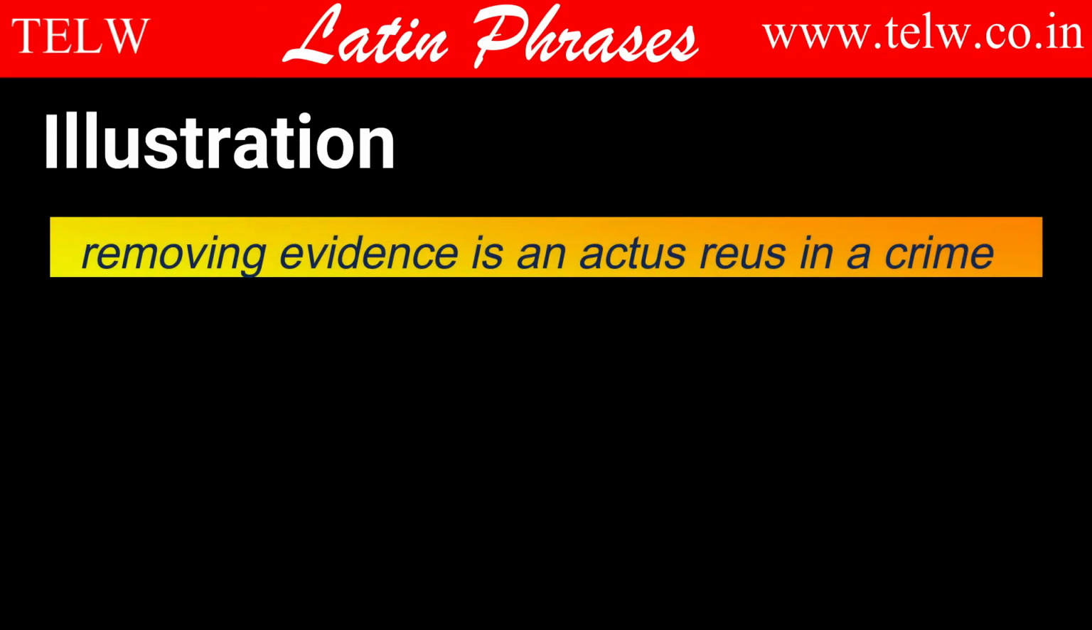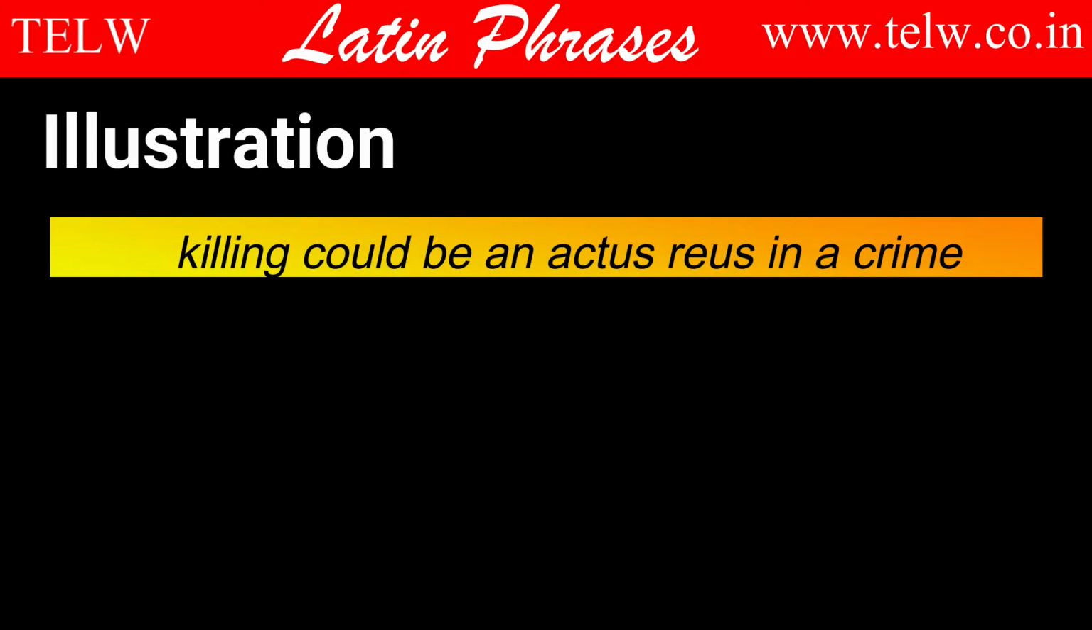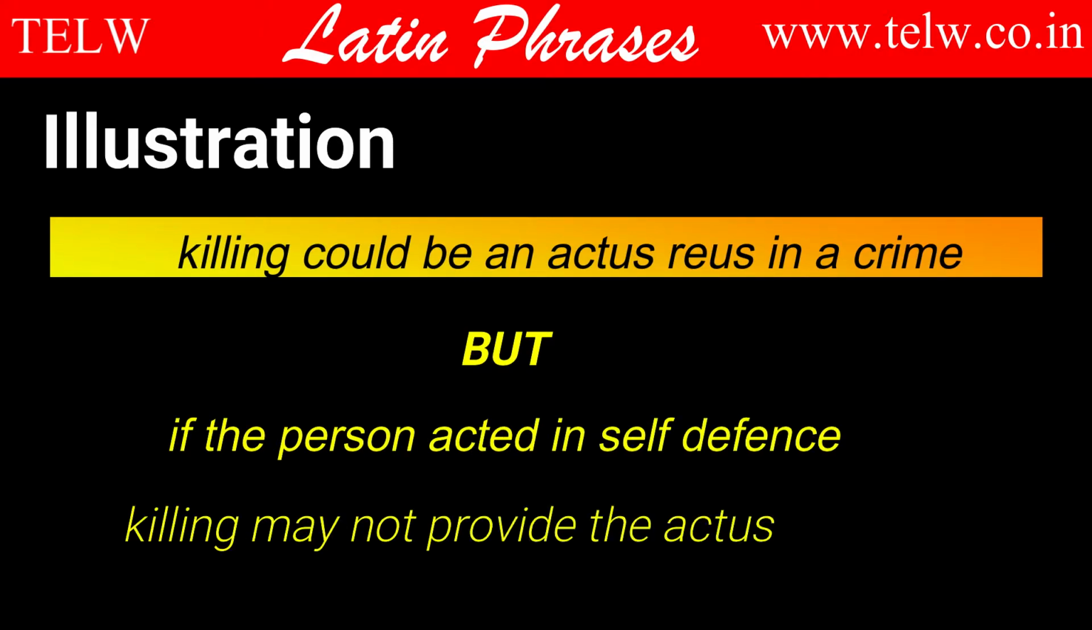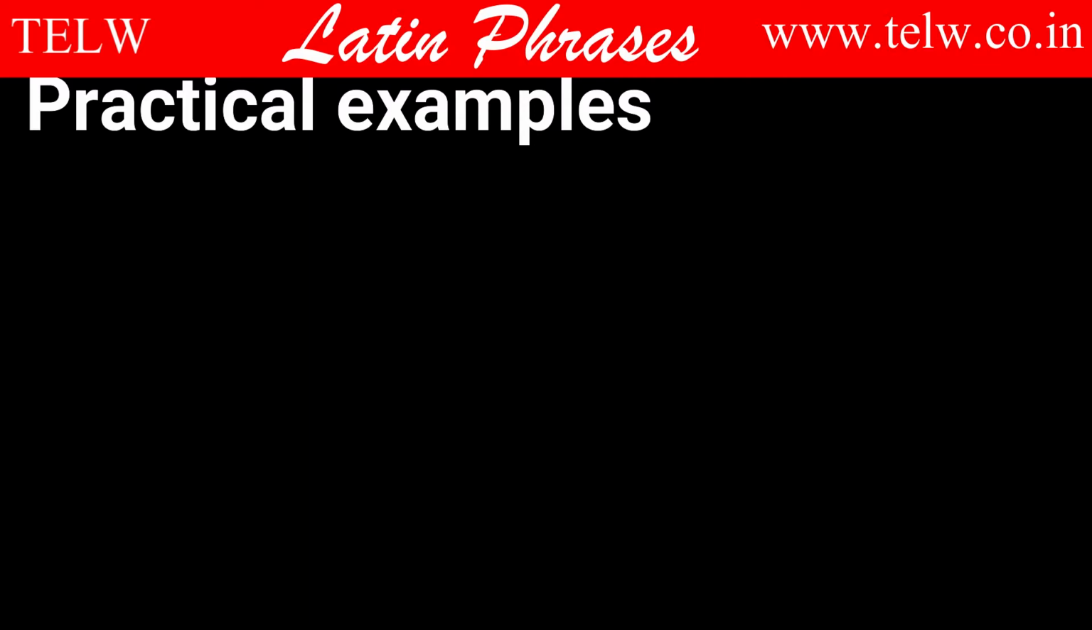Yet again, killing could be an actus reus in a crime. But even in case of death, if the person acted in self-defense, the killing may not provide the actus reus. Never mind that the person's dead. Let's look at some sentences to know the practical use.